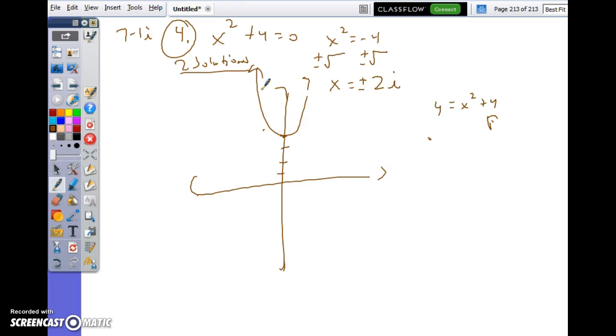Wait. Oh, it's a y. So it's 4 equals x squared plus 4. You good now? I gotta get my y's better. That's the third person who has asked me that question so far. No, I'm not making good y's.